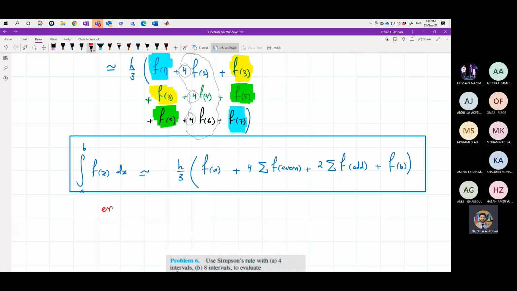What else? The error, guys, using Simpson's rule is of the order h cube, and this error is not in each interval. This is the global error. In comparison to the trapezoidal rule, which was h square, correct? So which one is more accurate? This one. Simpson's rule is more accurate. Right.